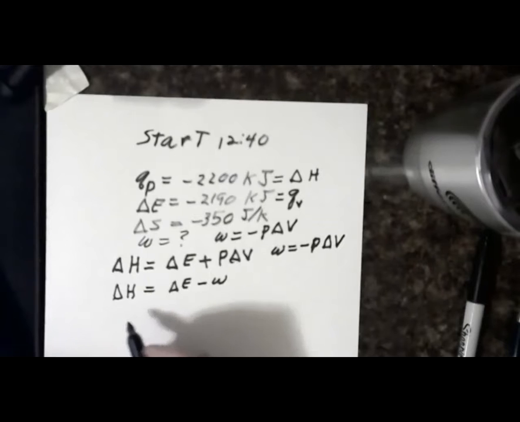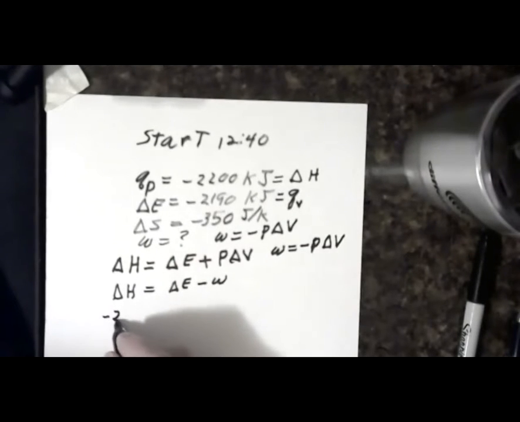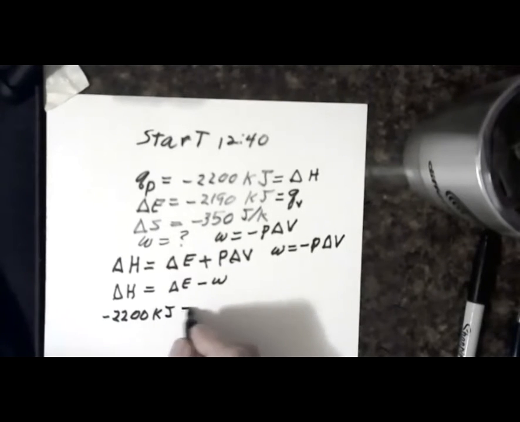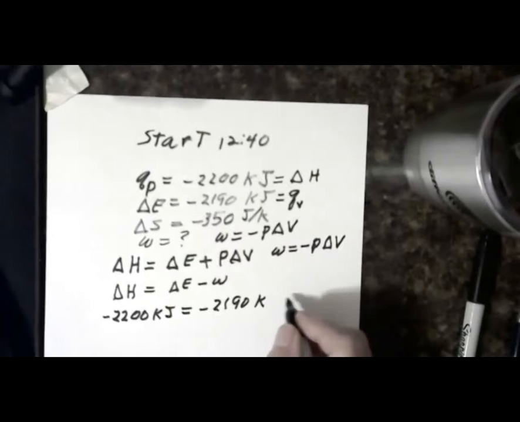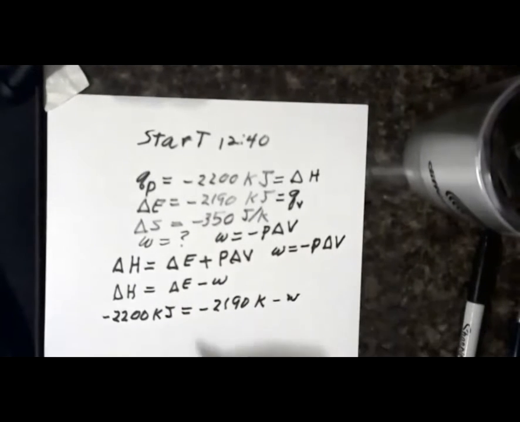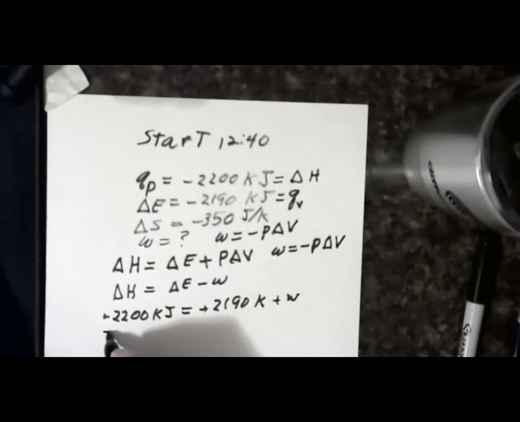Okay, so we have the data that we need in order to calculate our answers. Because we know what Q at constant pressure was, delta H. That's minus 2200 kilojoules. And delta E was minus 2190 kilojoules, and minus W. Well, I see minus signs all across there, so I'm going to go through and just multiply through by minus 1. And then if I wanted to get W by itself, I could subtract 2190 from both sides.